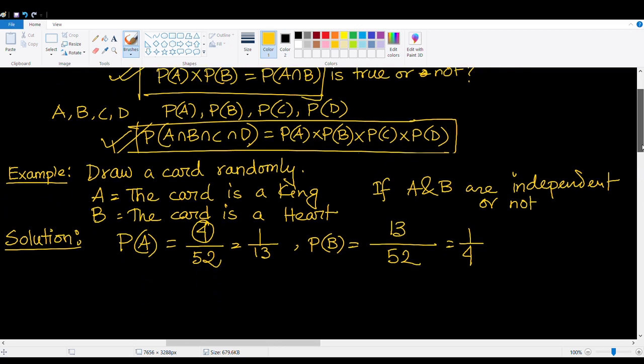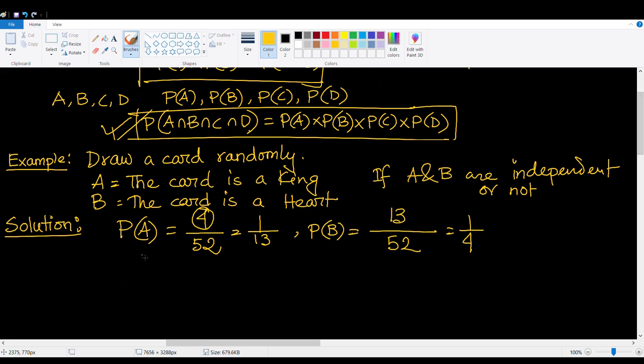Now, instead of using the formula for independent events, which is P of A intersection B equals P of A times P of B, we are going to determine P of A intersection B manually. Because we would use the formula only if we knew that A and B are independent.